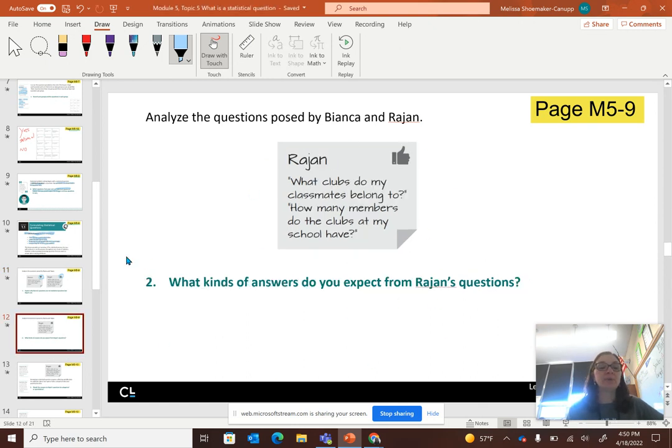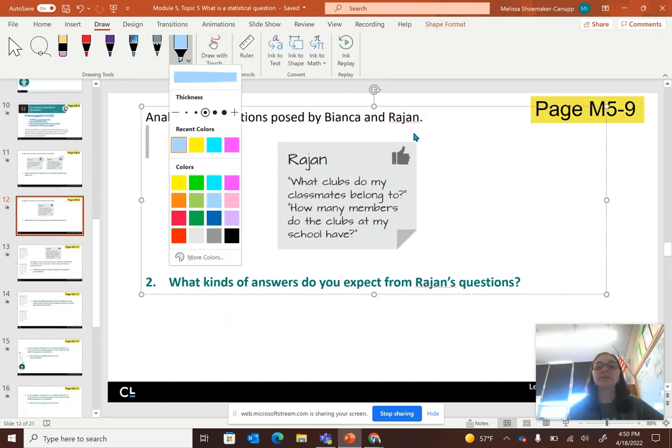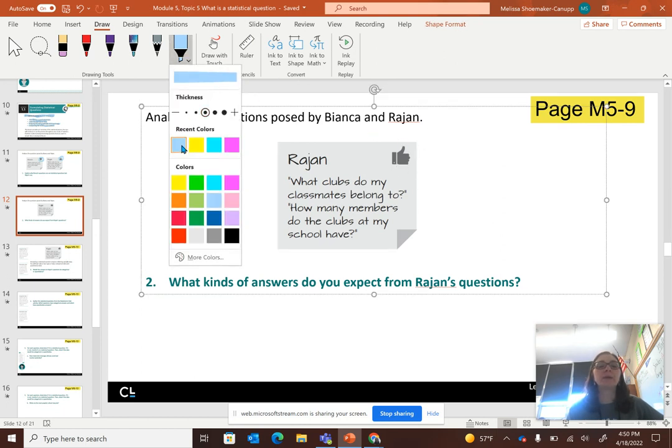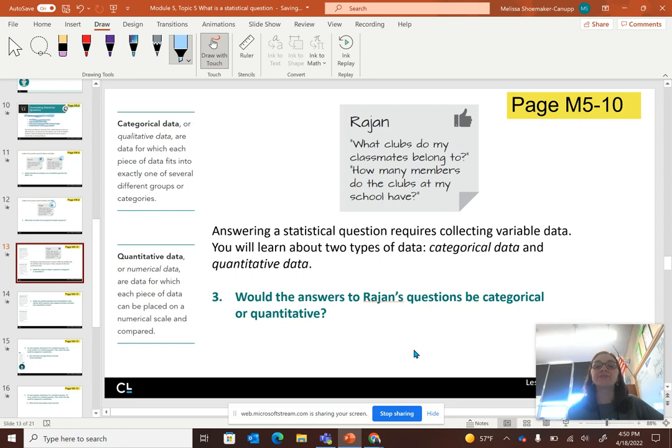Now you're going to repeat the process for Rajan. I want to see you're on the right track. Why are these considered statistical? Write me an answer and then show me. And I cannot get this thing to highlight. Technical difficulties. There we go. Okay, do your best. Raise your hand. Let me read your answer.